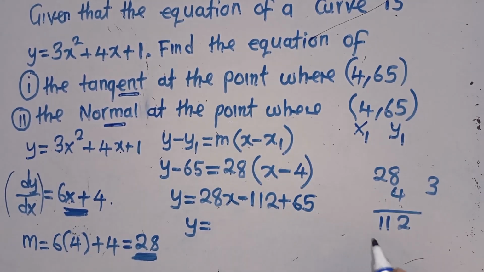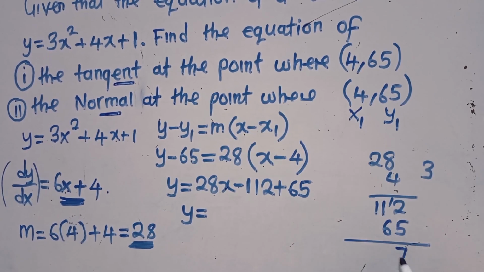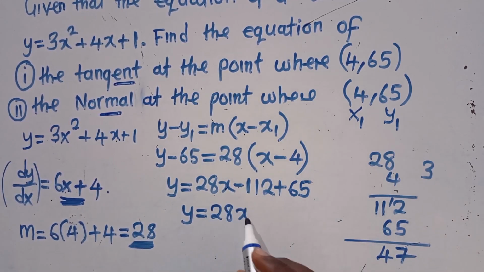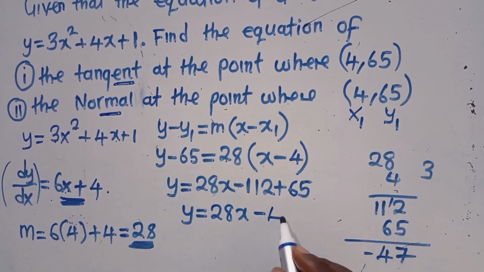Different signs we subtract, then maintain the sign of the bigger number. So minus 65. This one, it is 12. 12 minus 5, you get 7. Then this one 10. 10 minus 6, it is 4. So the answer is what? The answer is 47. So it is 28x, minus, the sign of the bigger number, so minus 47. I don't know if you followed this. So this is the answer that we get.